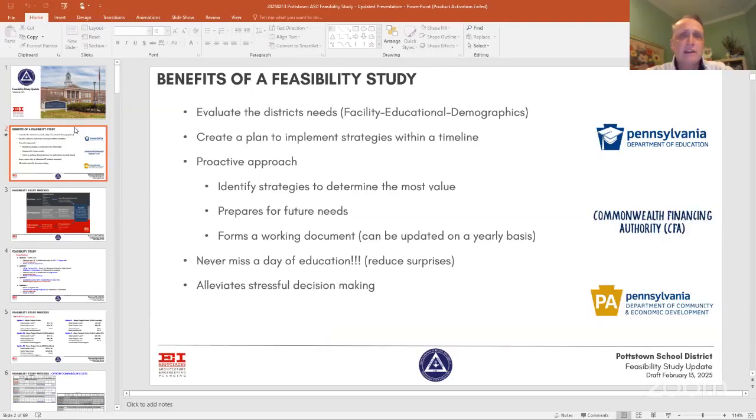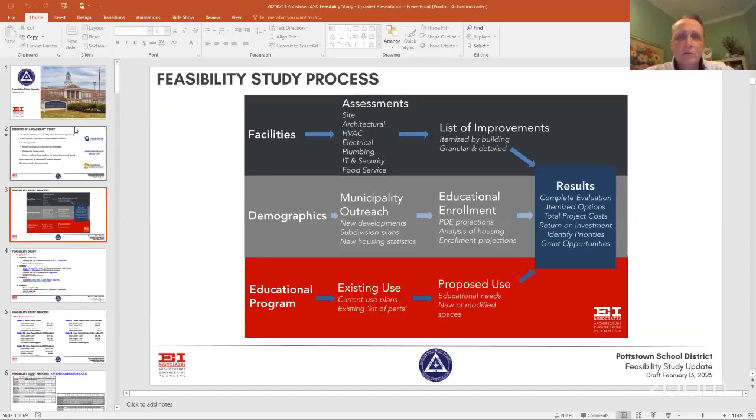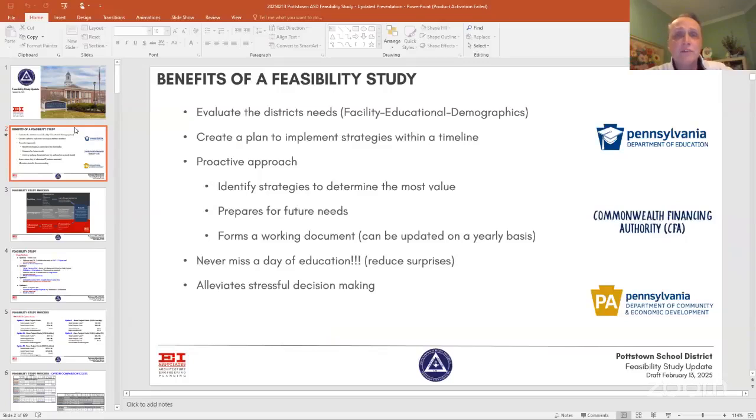a feasibility study. As we discussed before, this is our main process of focusing on facilities, demographics, and your educational program. These aren't linear. They weave in and out of each other, loop back and forth, but ultimately we get to the end result, which is a complete evaluation. We itemize your options and deficiencies, get the total project cost, ROI, identify priorities, and also look into different grant opportunities for your district.